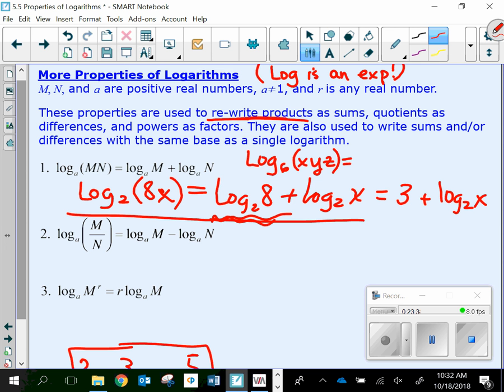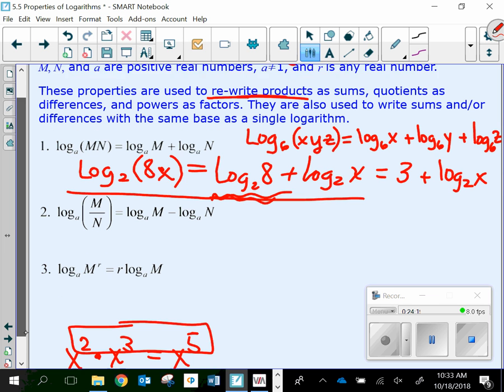All right. Take it, Sarah. Okay, log base 6 of x plus log base 6 of y, plus log base 6 of z. Perfect. Good job. So if you have 3 things multiplied, then you just add 3 things. What if 2 of those things were the same? We'll come back to that.